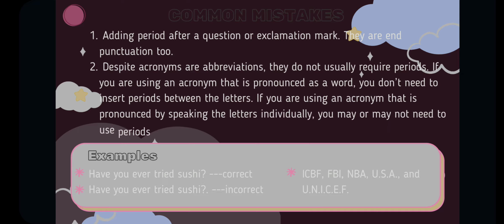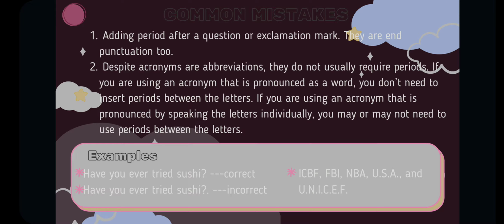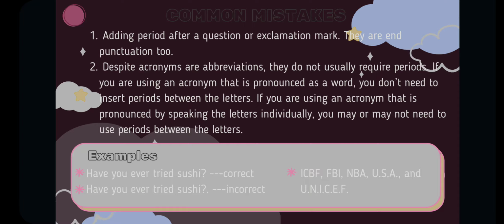Now let's check some common mistakes when using periods. The first one is adding a period after a question or exclamation mark. Remember, they are end punctuation too. For example, have you ever tried sushi? There is no need to add a period after the question mark.